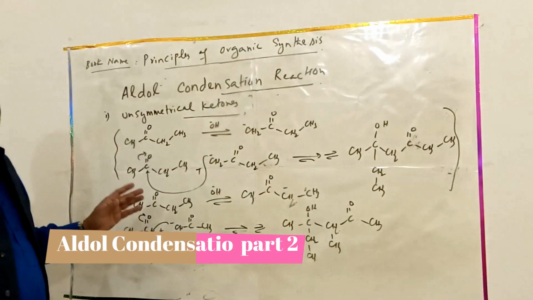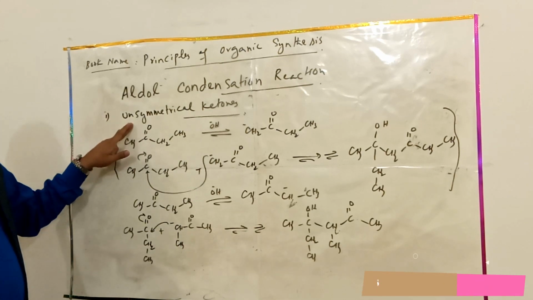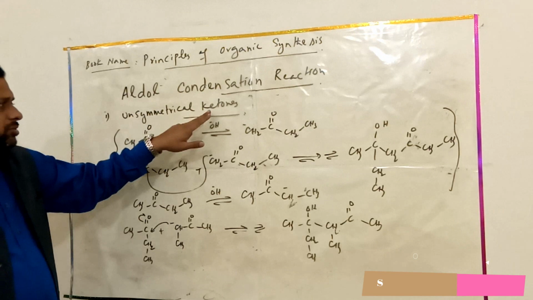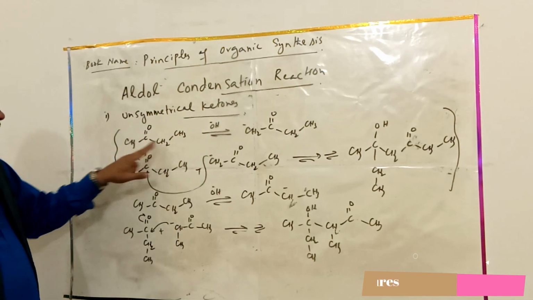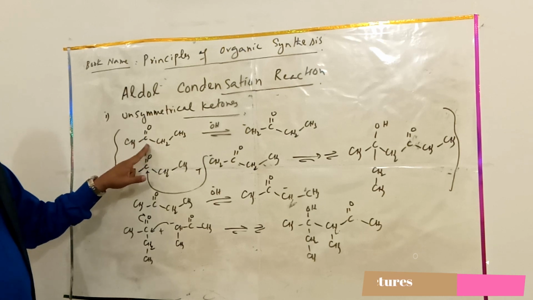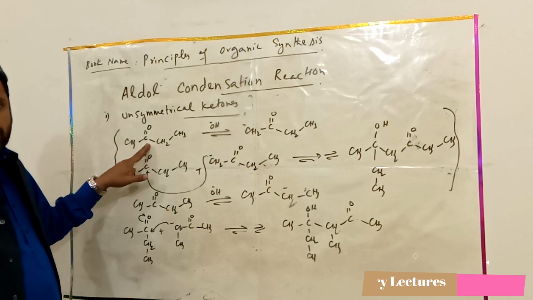Okay, now we will discuss the first case of aldol condensation reactions. If the reaction takes place between two different unsymmetrical ketones, you know what the unsymmetrical ketones are? If we have different alkyl chains on either side of the carbonyl group in a ketone, these types of ketones are the unsymmetrical ketones. What happens?